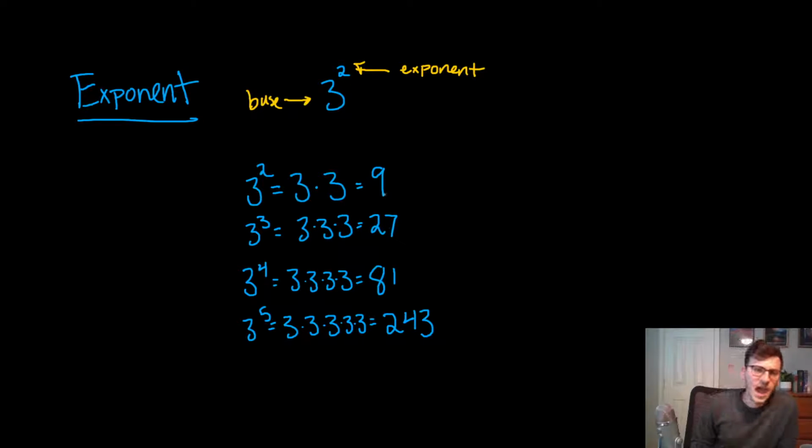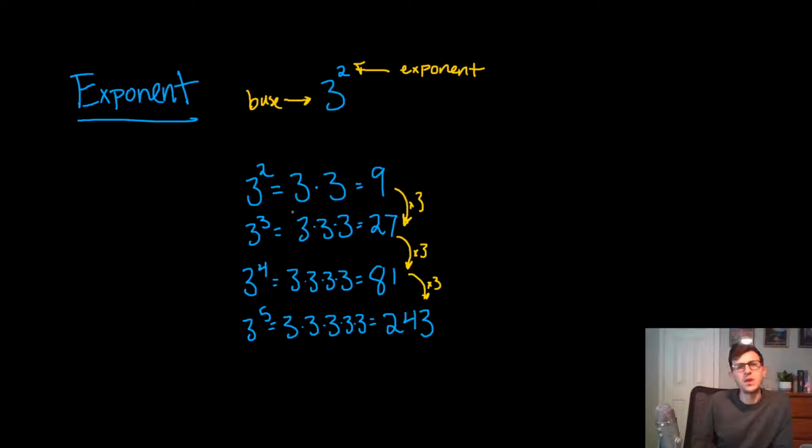So what's a pattern that you notice as my exponents increase by 1? What happens to the value of my number? Well, for this example, it multiplies by 3. 9 times 3 is 27. Right? 27 times 3 is 81. 81 times 3 is 243.